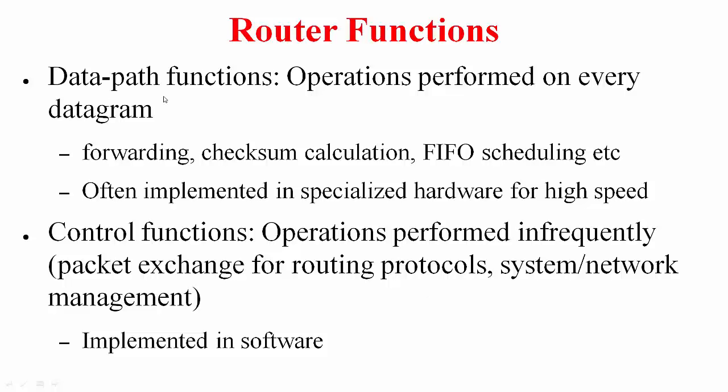One is called data path functions. These are the operations that are performed on every datagram. This includes things like deciding where to forward this datagram, calculating the checksum. This is the internet checksum that we talked about before. It also includes how to schedule this particular datagram on the outgoing link, first in, first out, or some other scheduling. The data path functions are often implemented in specialized hardware for high-speed purposes. Basically, as soon as you get a packet, you want to send it out as soon as possible. For this, you need to process it really fast.